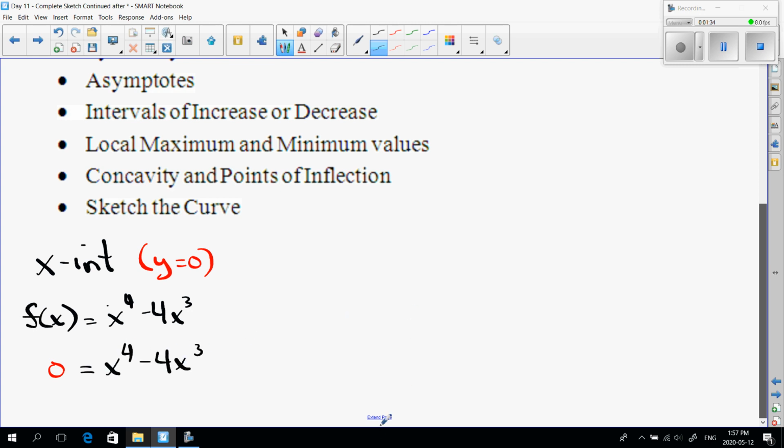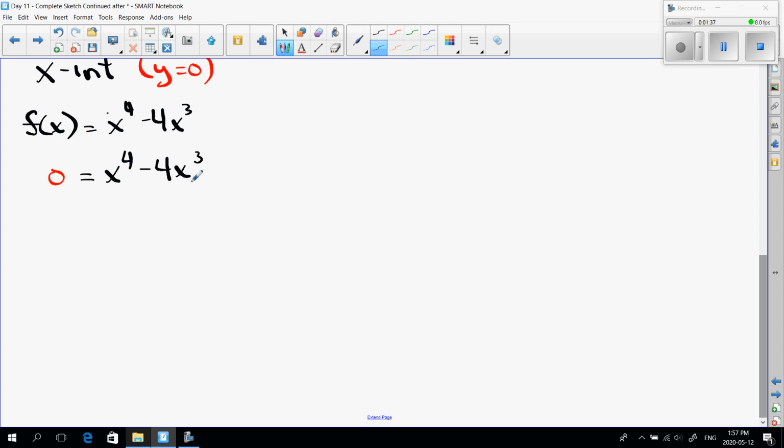Now, in order to solve for x, I'm going to need to factor the right-hand side here. So how can I factor x to the fourth minus 4x cubed? I can take out an x cubed. I'm going to just do a common factor. Both of these terms have an x in them, and I take out the lowest exponent. So I would take out an x cubed. So x to the fourth divided by x cubed would leave x to the first, minus 4x cubed divided by x cubed would leave a negative 4.